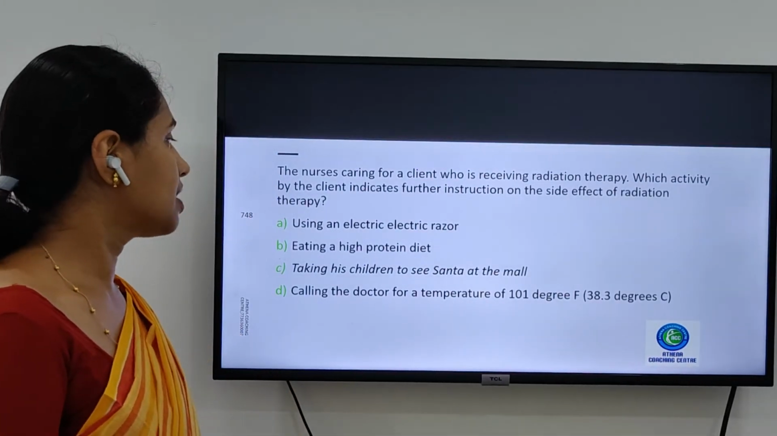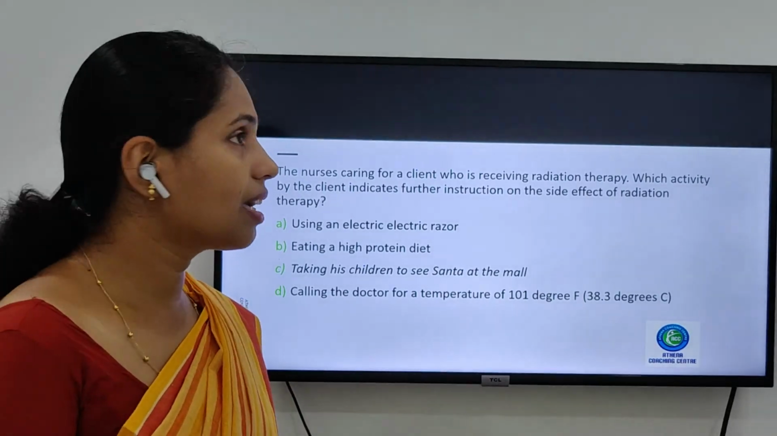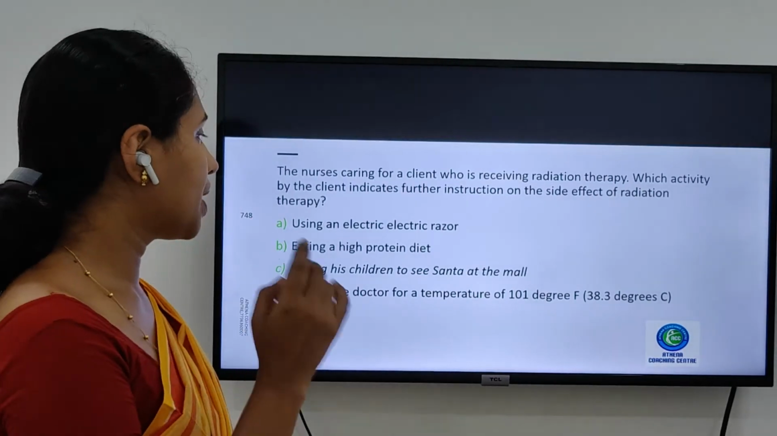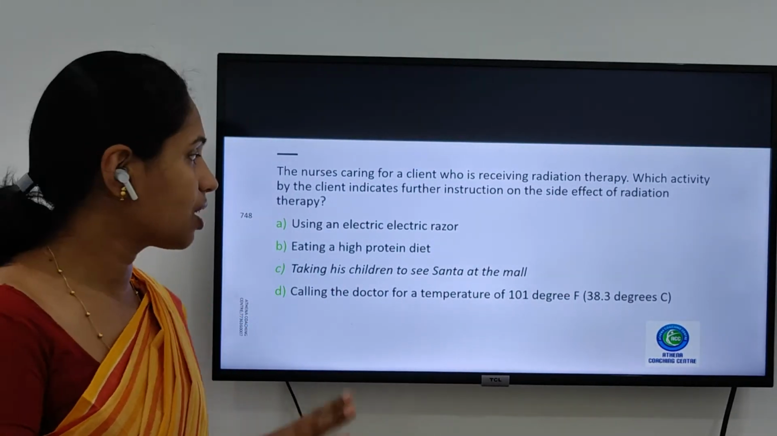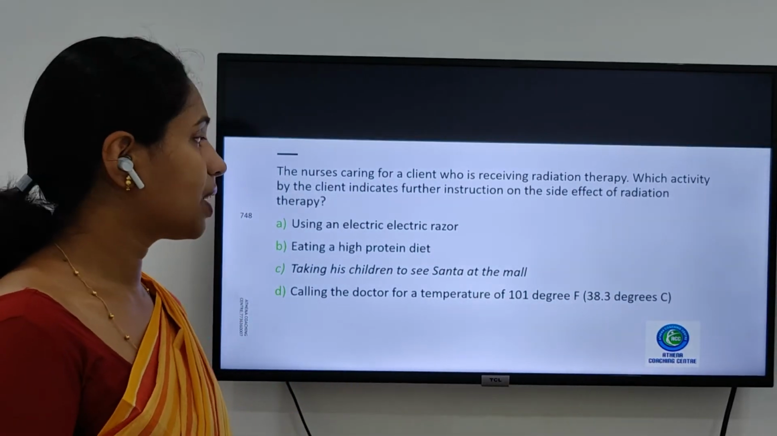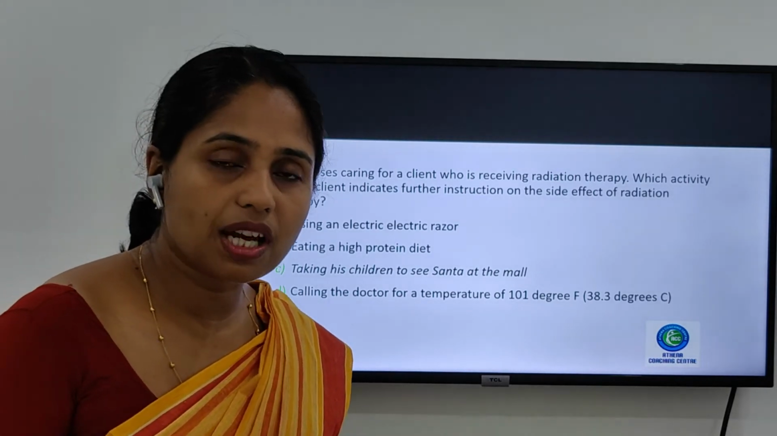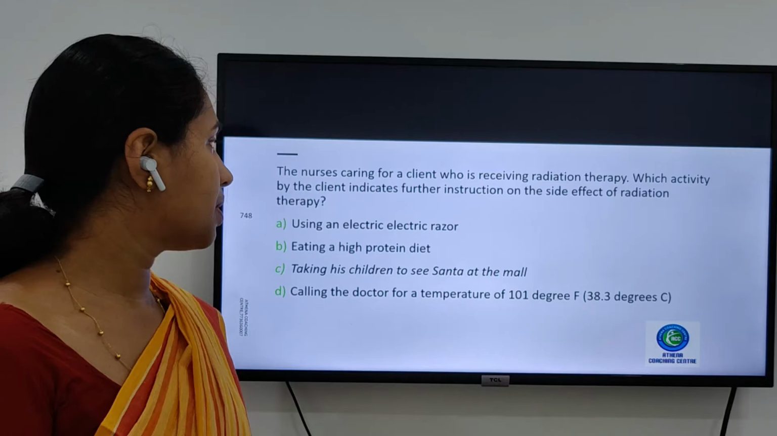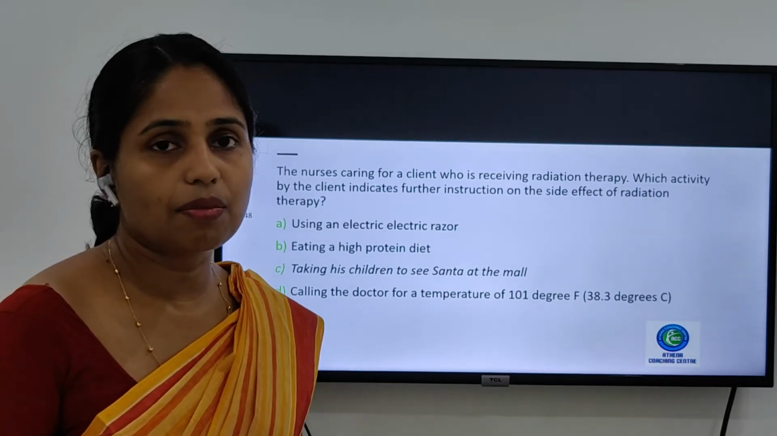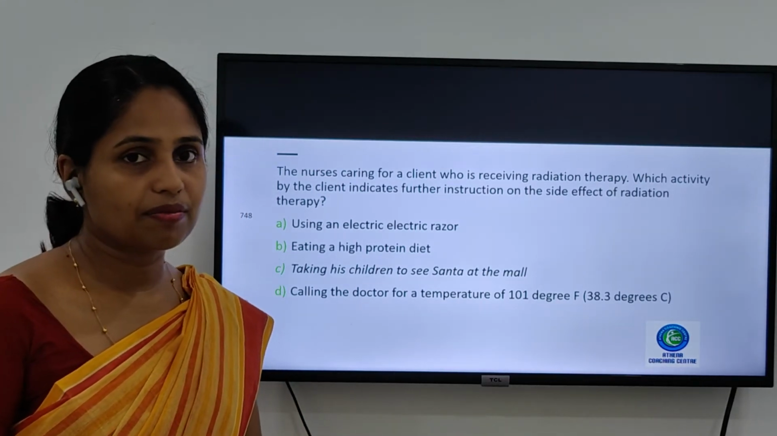And taking his children to see Santa at a mall, where the patient is taking their children into a crowded area, where this particular patient may develop infection. So which is a wrong thing. And calling the doctor for a temperature of 101 degrees. Yes, obviously it is necessary, because there will be chances of getting infection, so at that particular moment the temperature will increase. So when the patient develops an increased temperature, yes, you need to call the doctor. Fine.